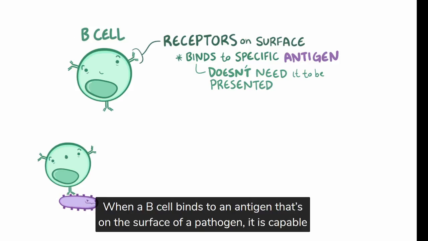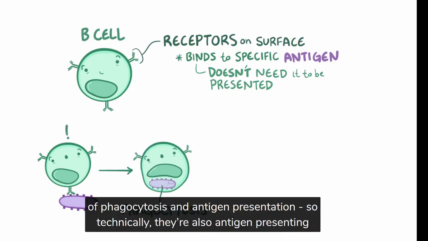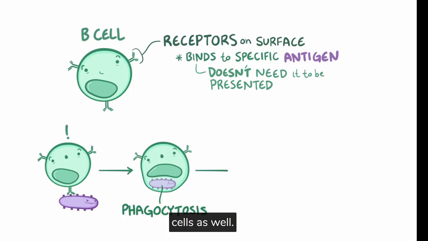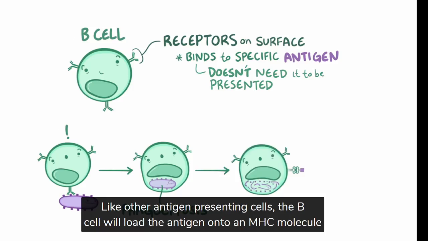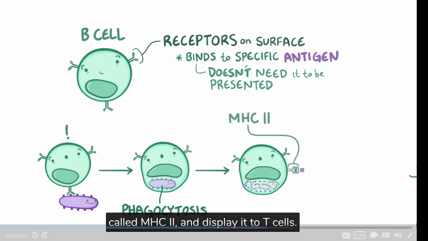When a B cell binds to an antigen that's on the surface of a pathogen, it's capable of phagocytosis and antigen presentation. So technically, they're also antigen-presenting cells as well. Like other antigen-presenting cells, the B cell loads the antigen onto an MHC molecule called MHC2 and displays it to T cells.